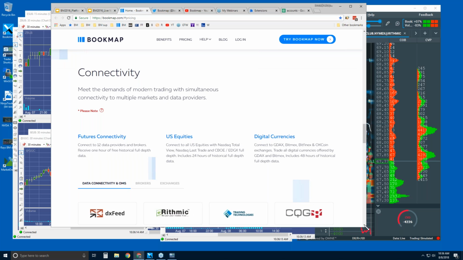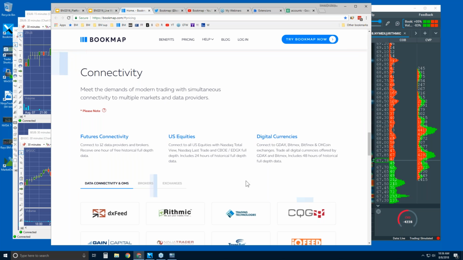Okay, so there's 3 different markets that we connect to. Okay, futures, US equities, and digital currencies. All right, now the data for the digital currencies is free. Okay, so you don't need a data feed there, but we're a software trading platform. Okay, we're not a data provider, nor are we a broker. So for futures and for US equities, you need to bring the data into Bookmap. Okay, you have to provide it.